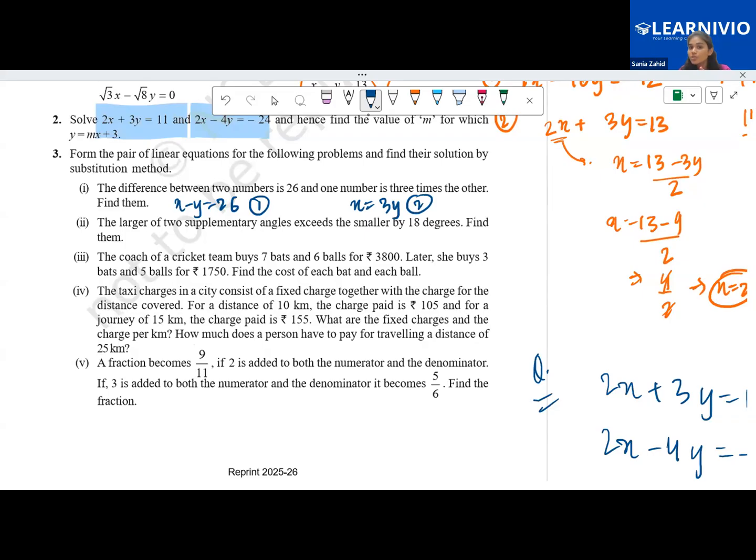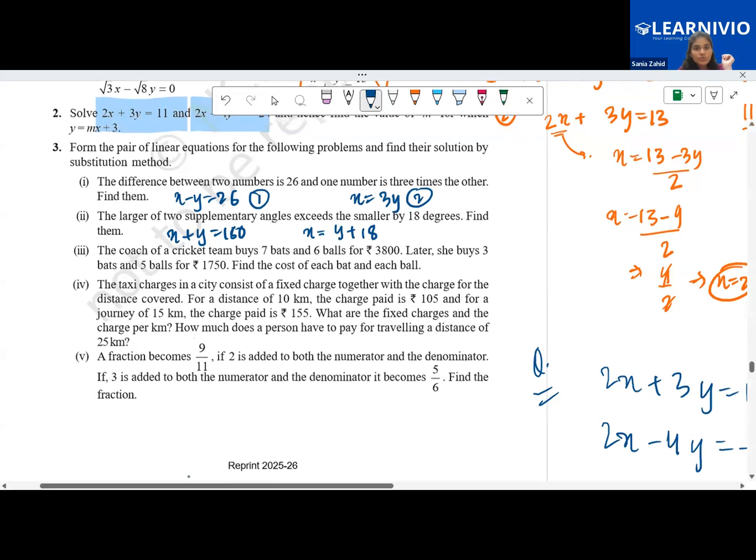So first of all, two angles are supplementary. So that means the sum is 180. So I can write x plus y is 180. Now the larger one exceeds the smaller one by 80 degrees. Right? That means x is y plus 80. Here y is the smaller one and x is the larger one. Okay. You understand? So you have two equations.